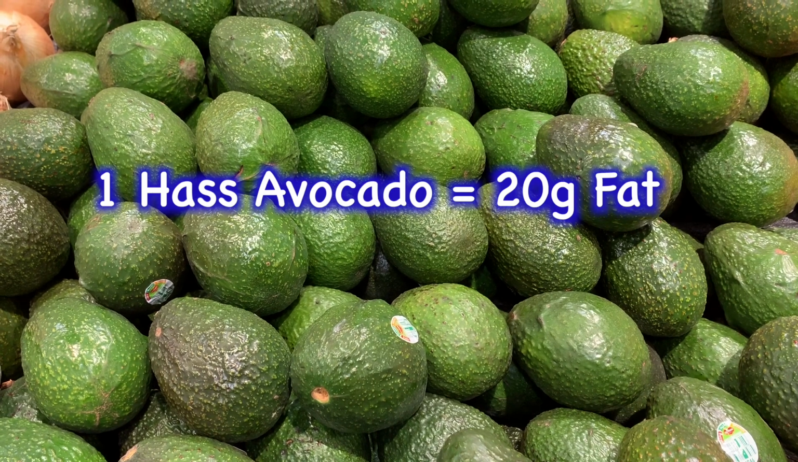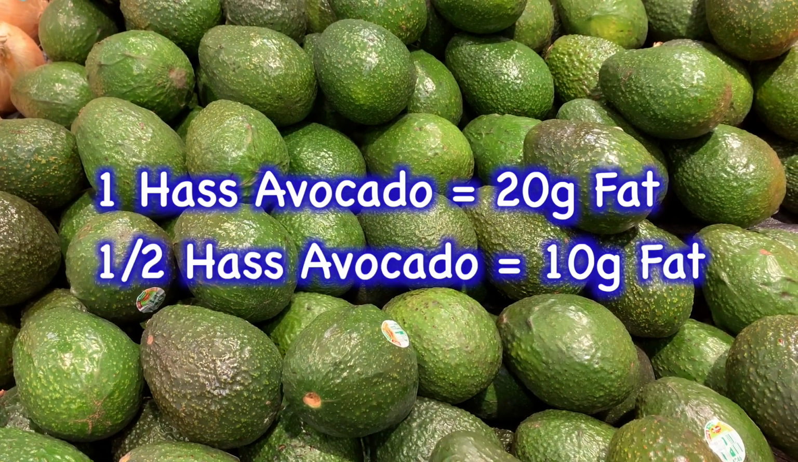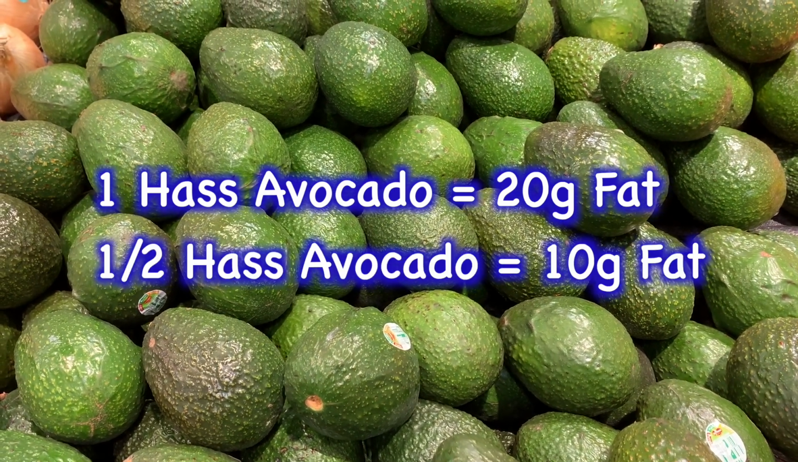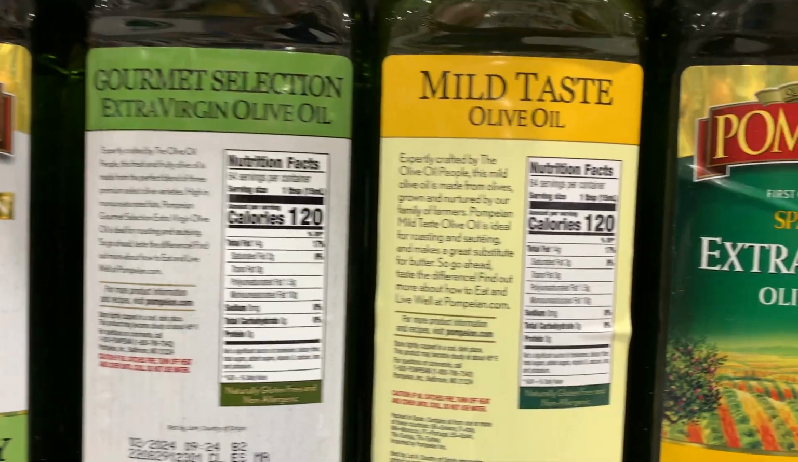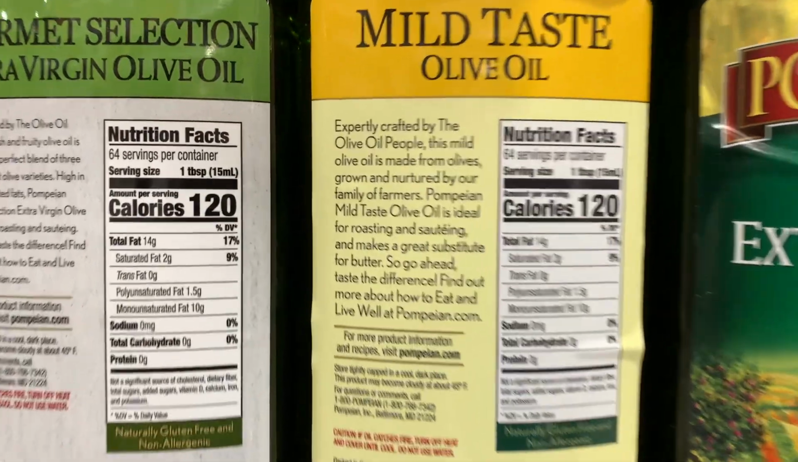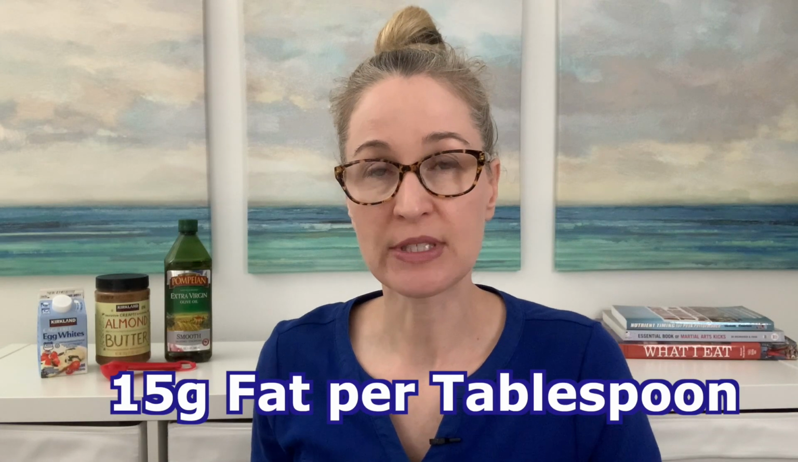If you're a fan of avocado toast, how much avocado are you using? 1 Hass avocado has about 20 grams of fat, so half of an avocado has 10 grams of fat. Again, you want to keep each meal to no more than 10 to 15 grams of fat. Do you drizzle olive oil on your avocado toast? All oils have about the same amount of fat for a tablespoon. Here we see 1 tablespoon has 14 grams of fat. Let's just round that up to 15 grams of fat per tablespoon.